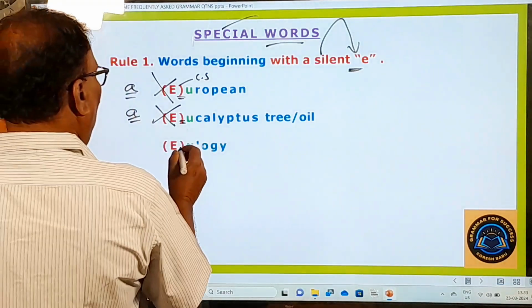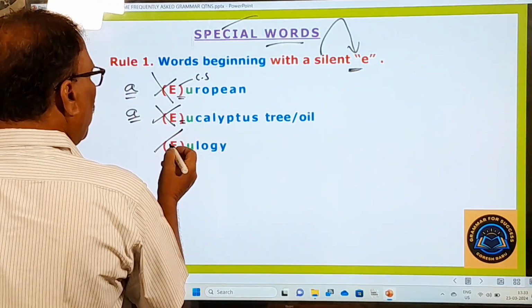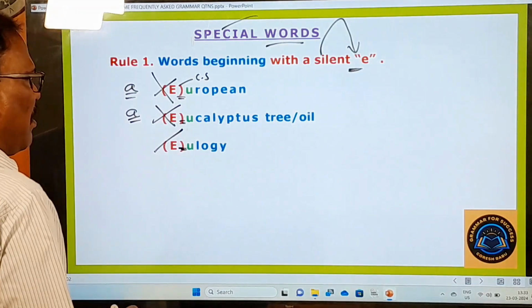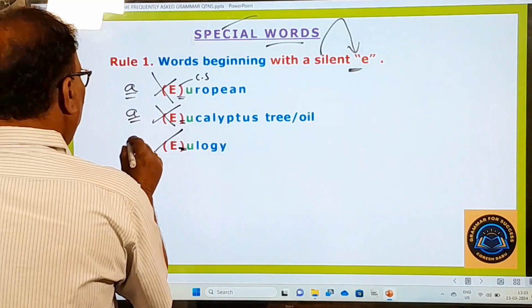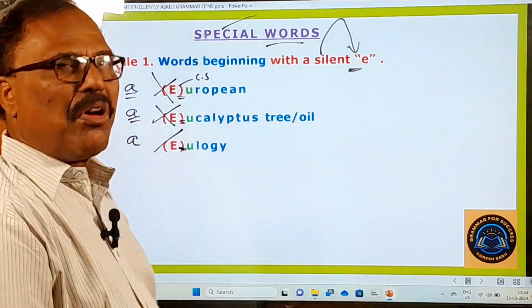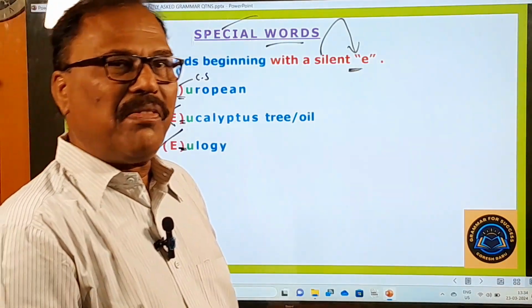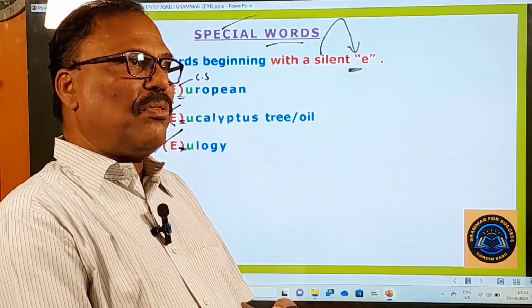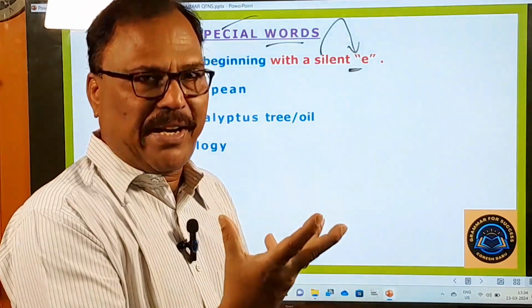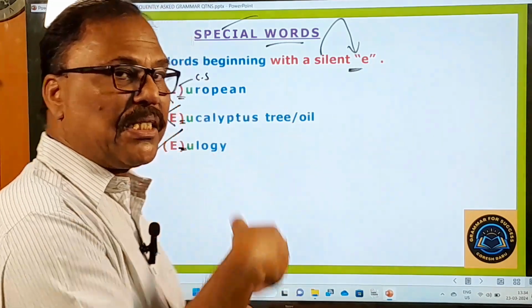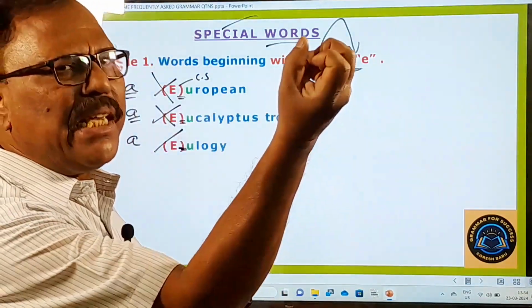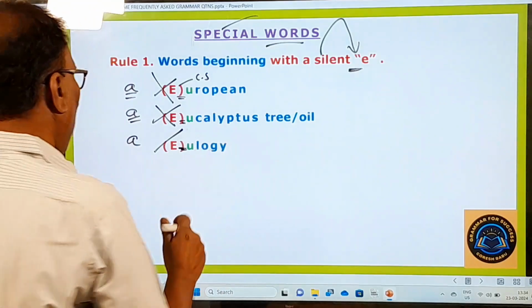And here eulogy is there. In this also E is silent, and we are pronouncing the word from U. U is giving a consonantal sound, and therefore we use A before that. Eulogy means praising. You are beautiful, your nose is straight, your cheeks are red. So you eulogize your girlfriend. So that's called eulogy. Praising. Okay, right.